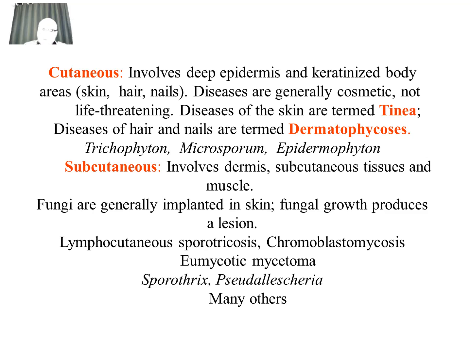Then you have subcutaneous mycoses, which involve the dermis, subcutaneous tissues and the muscles, and the fungi are generally implanted in the skin. Fungal diseases produce lesions. Chromoblastomycosis, mycetoma, and eumycotic mycetoma are examples of these subcutaneous types of diseases. Also sporotrichosis, pseudallescheriasis, and many others are examples in this class.